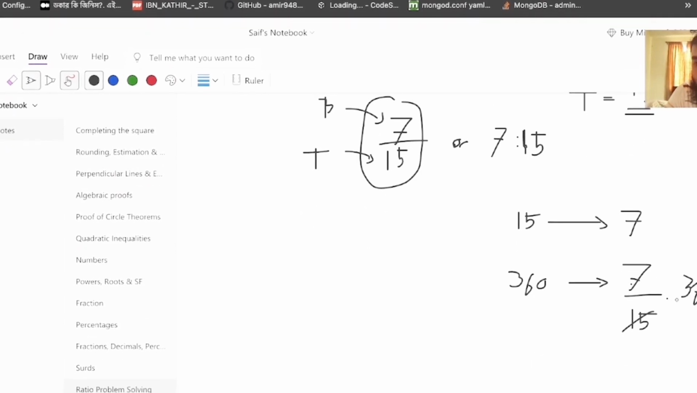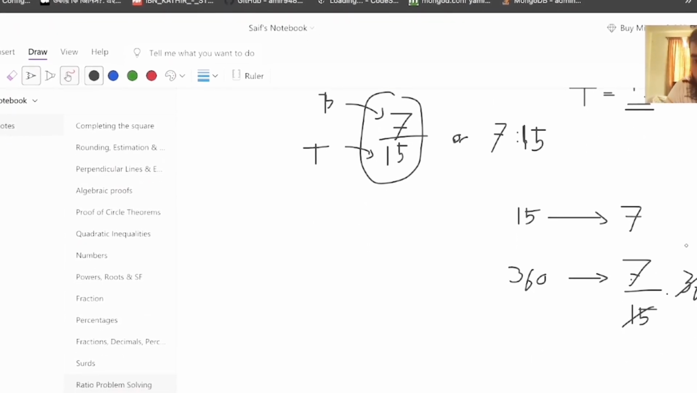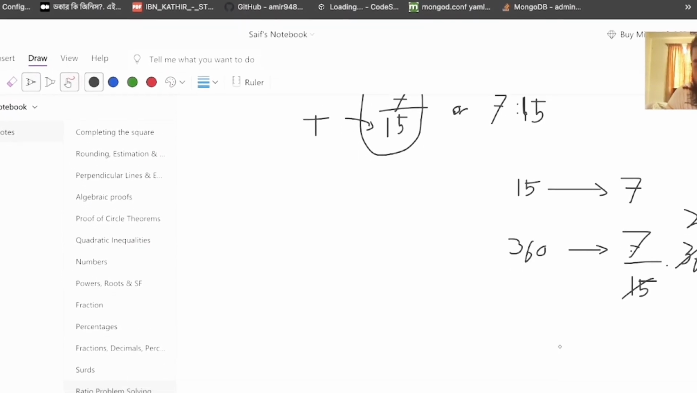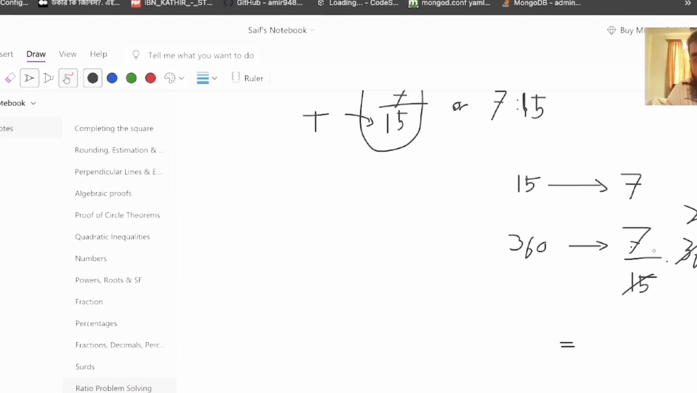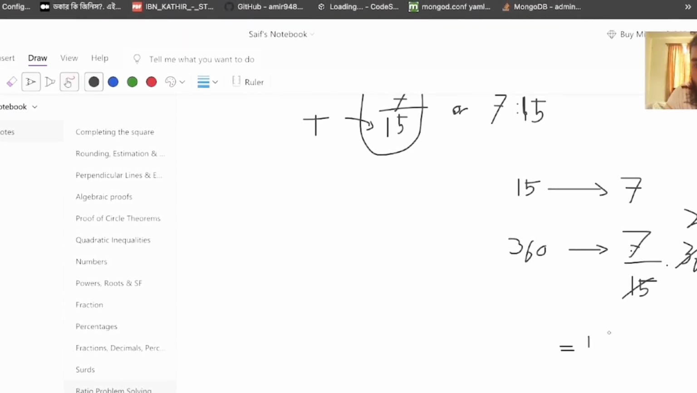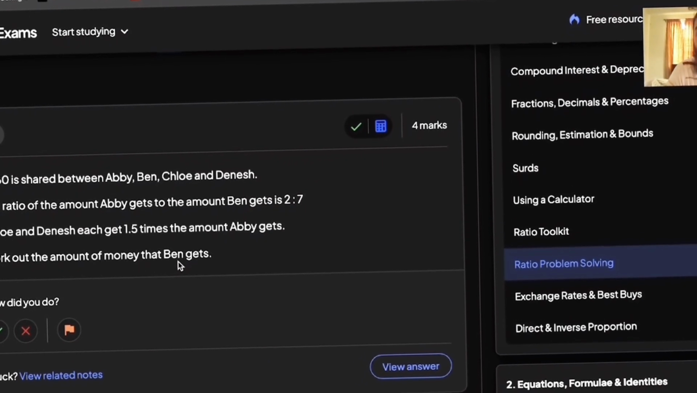15 and 360 can be divided by 15. 360 divided by 15 is 24. So 24 multiplied by 7: 20 multiplied by 7 is 140, and 4 multiplied by 7 is 28. So 168 pounds is the amount that Ben gets. This is what was required in the question.